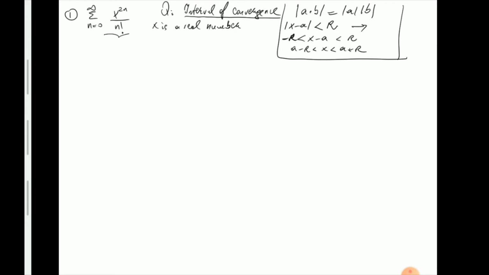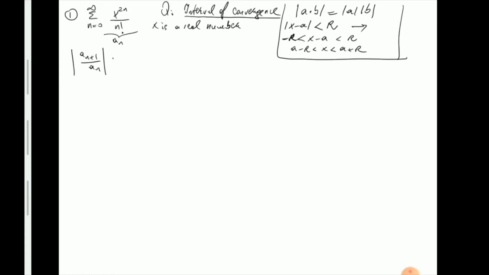So in the ratio test, this stands for a_n. We're going to take the quantity a_(n+1) over a_n in absolute values to see for which x the limit is less than 1. Remember, in the ratio test, the series will converge if the limit of this quantity is strictly less than 1. If it's greater than 1, it will diverge. If it's equal to 1, the test is inconclusive.